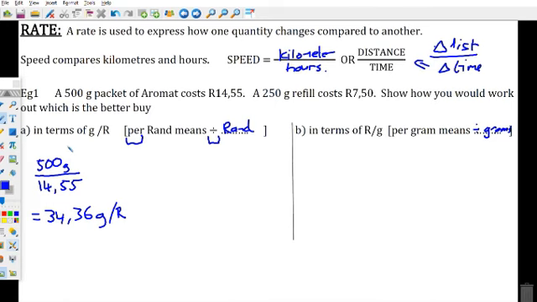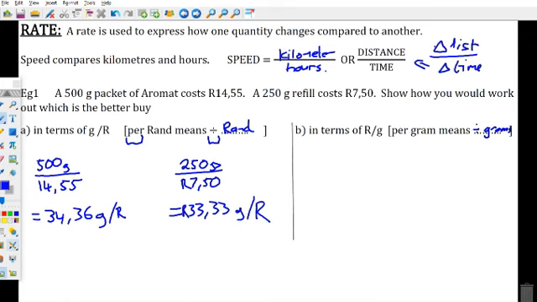So this was the packet of Aramet. Now let's look at the refill. The refill is 250 grams divided by 7 Rand 50. So we're going to say 250 divided by 7.5, and we're going to get 33.33 grams per rand.